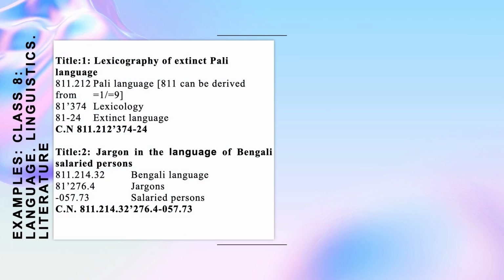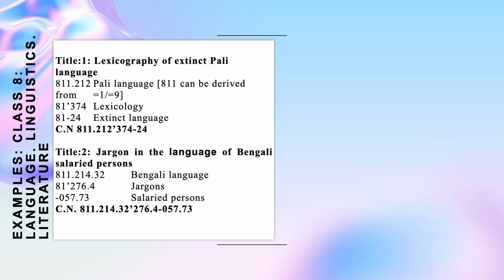So title 1, lexicography of extinct Pali language, 811.212 Pali language. Actually 811 is language and can be derived by using the language common auxiliary. Again 81'374 lexicology, 81-24 extinct language. These two are special auxiliary. So class number will be 811.212'374-24.